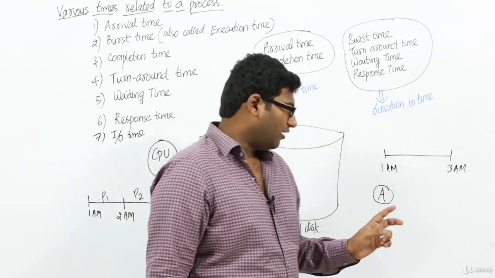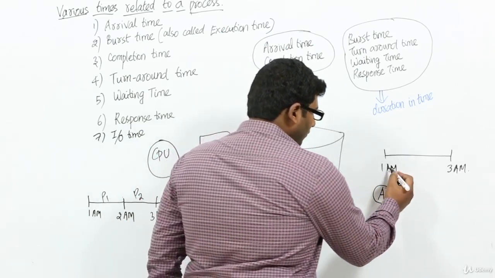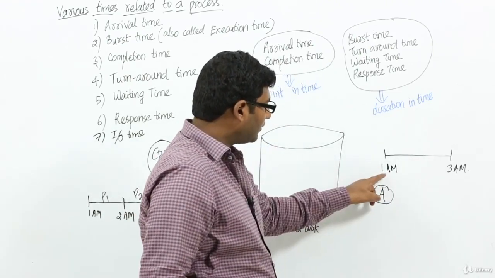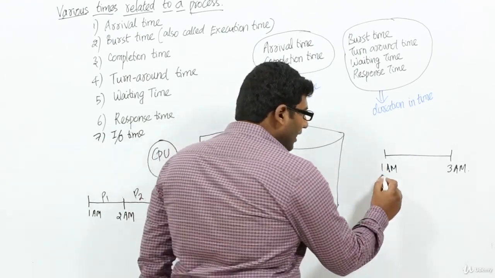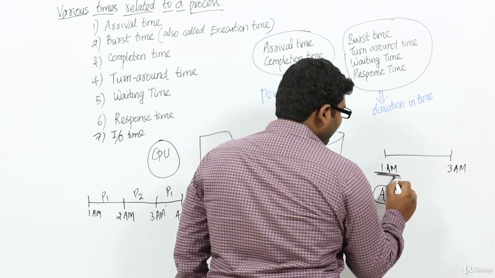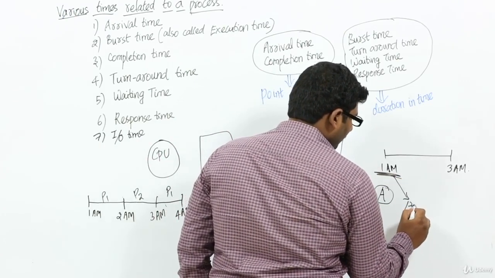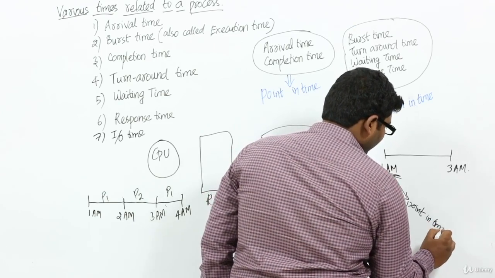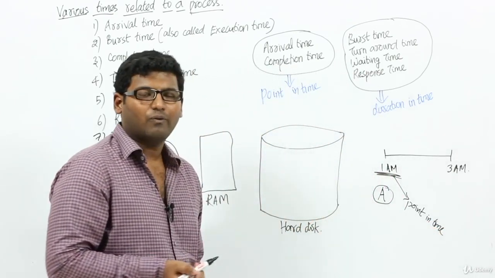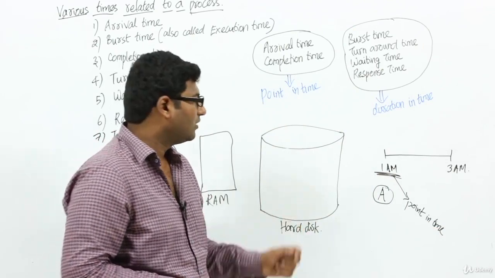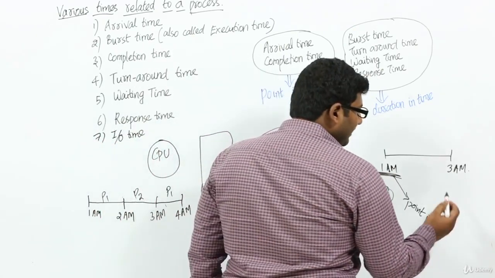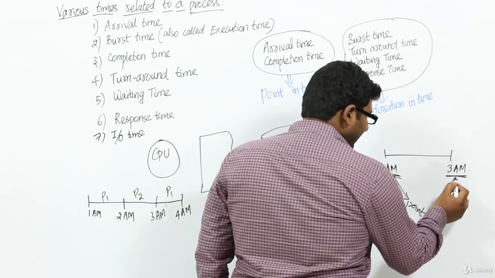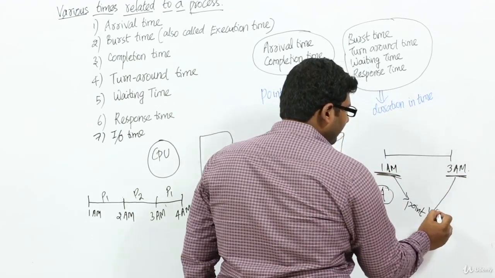Now, when did he arrive at the office? He arrived at the office at 1 a.m. This 1 a.m. is also called a point in time. Why? Because it is a single point. Now, similarly, when did he leave the office? He left the office at 3 a.m., and this 3 a.m. is also a point in time.